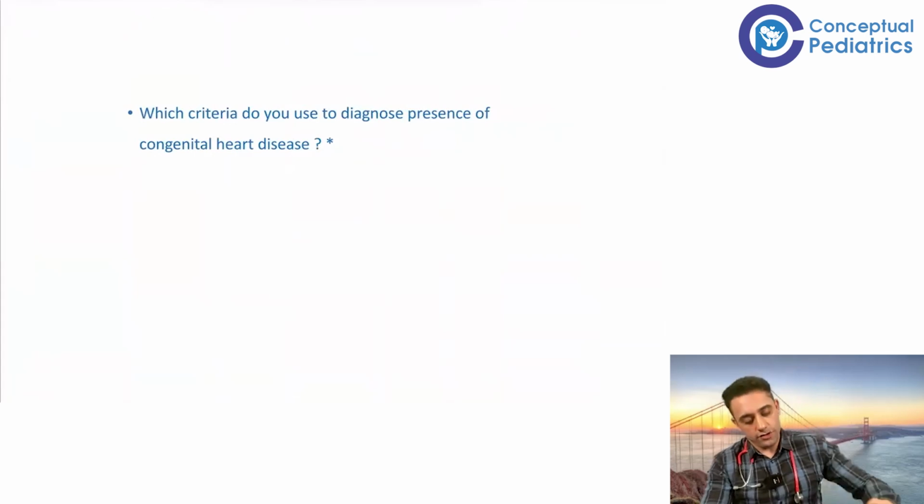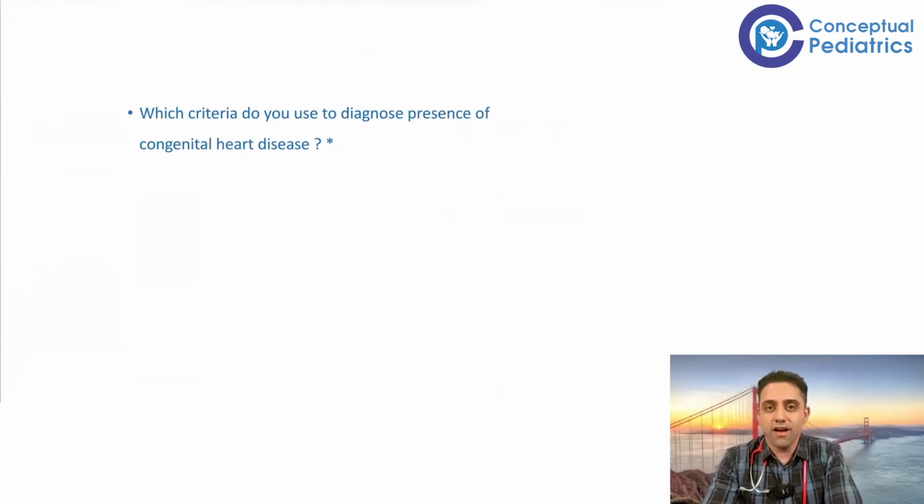Which criteria do you use to diagnose the presence of congenital heart disease? You are the doctor on duty and you gave me a call. "Anand sir, I think I've admitted one child and I think it's a case of some congenital heart problem." Why do you know it's a case of congenital heart disease? Are you able to hear some murmur?